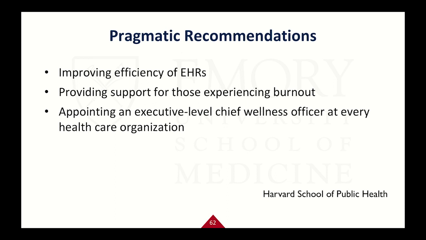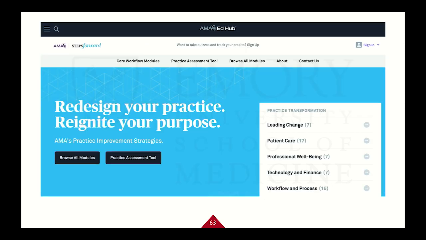Some pragmatic recommendations, I think, fundamentally as to how to get past this. Improving efficiency of your EHRs is obvious, right? But that seems to be, for some reason, so difficult to surmount in our current environment. Providing support for those experiencing burnout, specifically women, given that we have recognized they are an at-risk group, and appointing an executive-level chief wellness officer at every healthcare organization. Although I have to say overall it looks pretty anemic based on what we're up against, right? But these are the fundamental recommendations thus far.